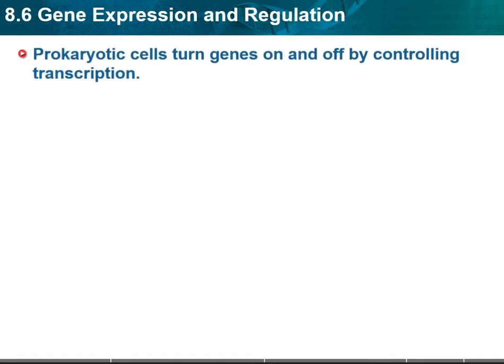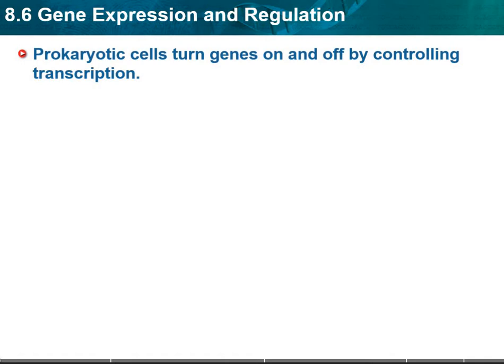So first we're going to look at how prokaryotes turn on and off a gene by controlling transcription. This is a little bit easier to understand. There's not as many steps to it as there are for the eukaryotes. So these are the steps involved. There is what's known as an operon, which is a sequence of regulatory parts of a gene and the actual gene itself.